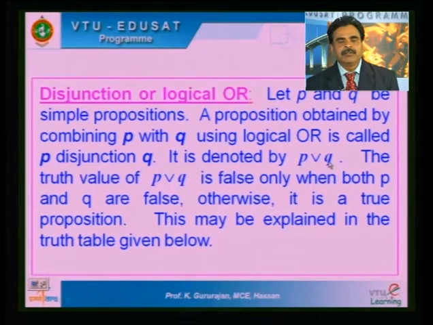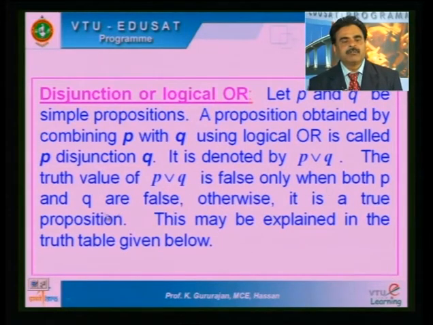P OR Q. By definition, remember, P or Q is false only when both P and Q are false. Otherwise, it is always a true proposition. Understood? So, P or Q is a compound proposition obtained from simple propositions using the logical connective OR. Now, how to define or how to remember it? P or Q will have the truth value false only when both P and Q are false. Otherwise, P or Q is always a true proposition.